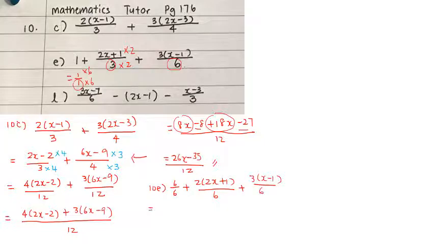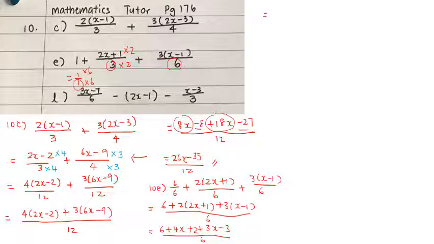Alright, next. Now that all the denominators are the same, I combine the fractions together. Expand out. And next, I simplify by grouping my like terms together. So my x terms, 4x plus 3x, I get 7x. And my constant, I will have 6 plus 2, 8, 8 minus 3 equals to 5. And that will be my answer.